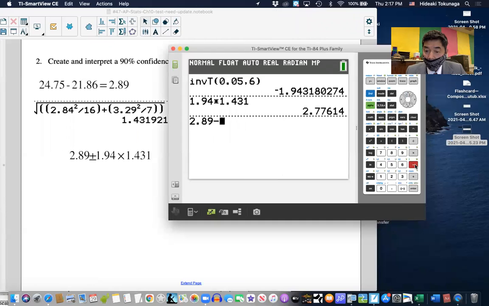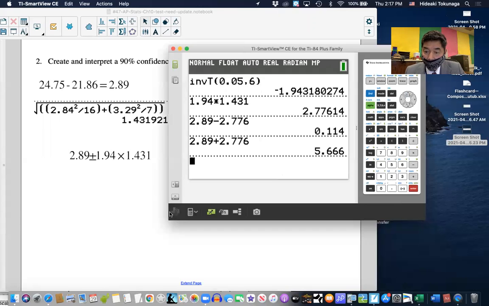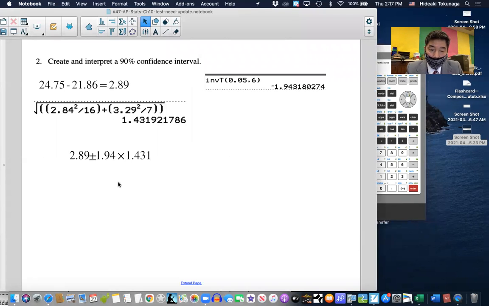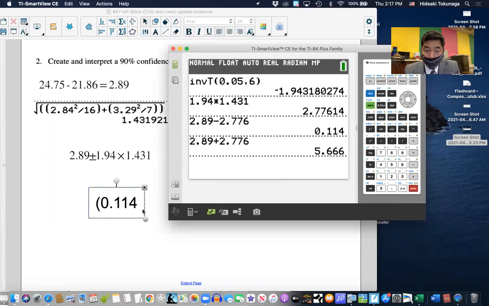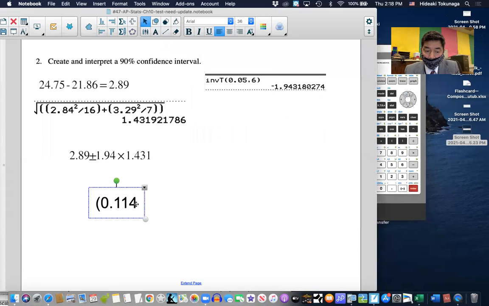Then 2.89 minus 2.776 gives one value, which is 0.114. Again, 2.89, this time plus 2.776. So I write down 0.114 to 5.666.